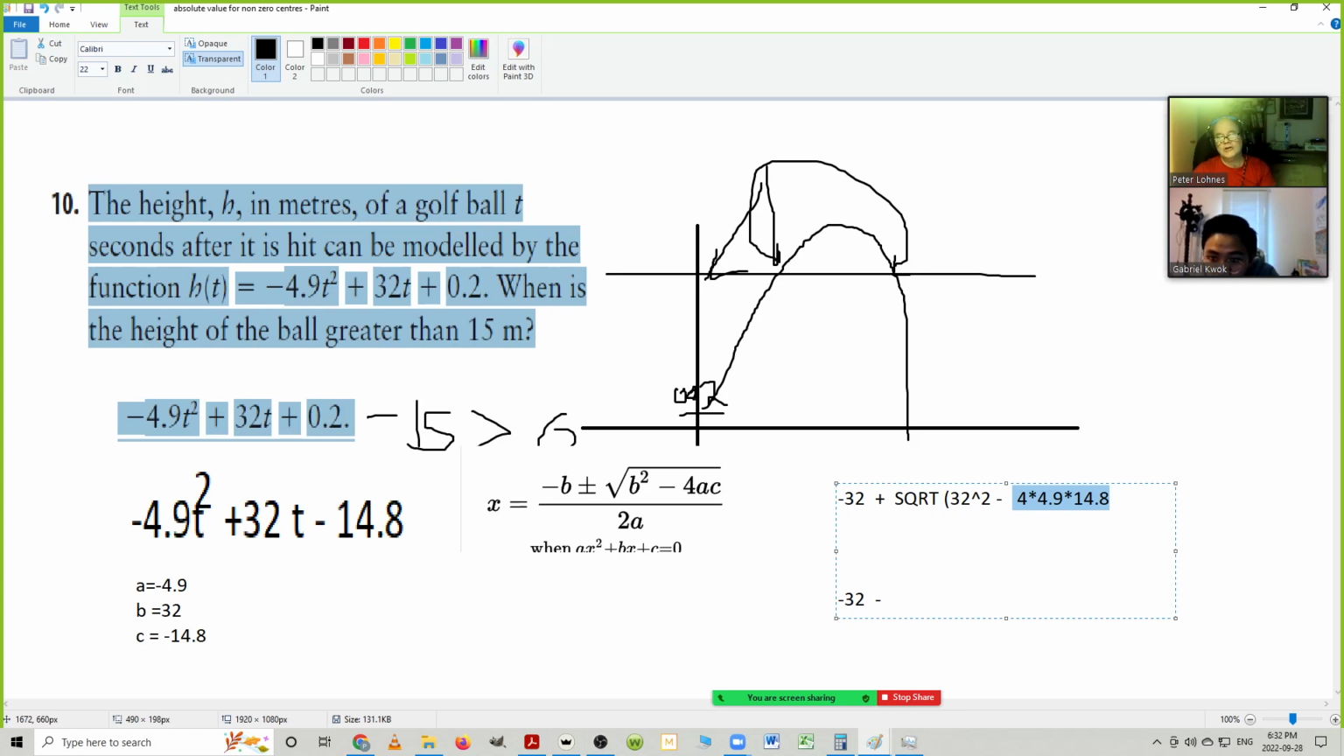Your calculator should have the correct order of operations. 32 squared minus 4... I'm using the laptop. 290.08. Yeah, so you've got to do the square root of 290.08. You need to put the square root in. We're going to need it in both. So, what do you get?